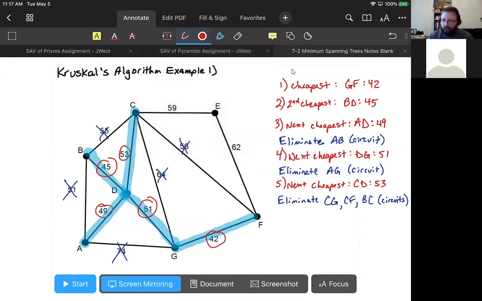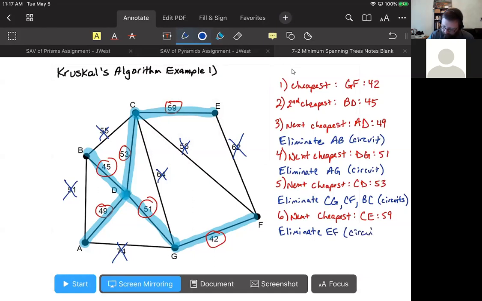So we only need to choose one more edge. So we need to pick the next cheapest. Would be CE for 59. Okay. Now notice that in theory, that would mean that we don't use the 62 because that would close the circuit. So look at what is highlighted there.